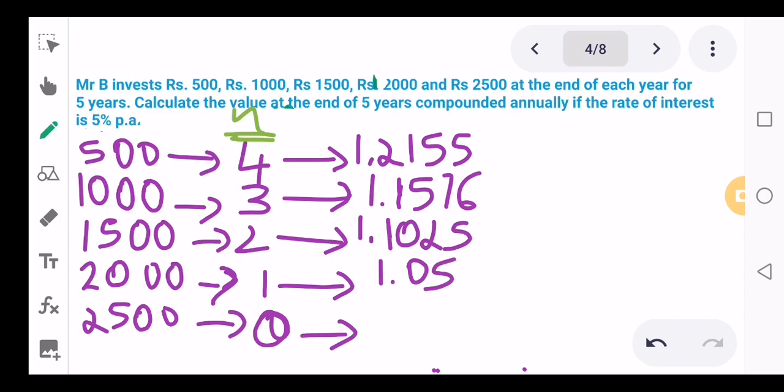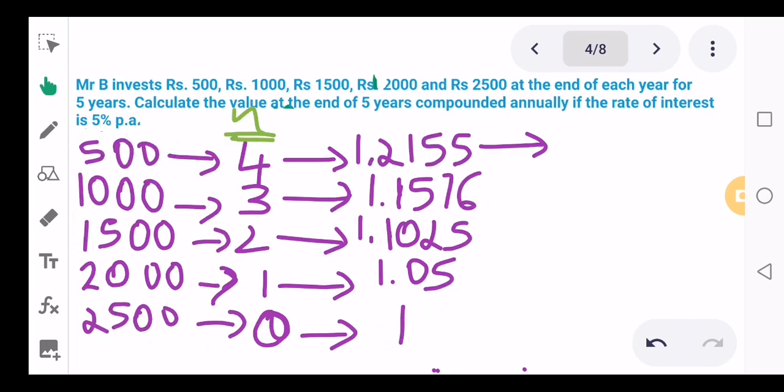This 2500 is at the end of the 5th year. Since it is at the end of the 5th year, it will not get any benefit. There will be no interest paid for this. For 2500, the factor will be 1. Let us understand this a little more clearly. All these calculations are for rupee 1, in the year for which we are calculating. That is, all these values we are trying to find out at the end of the 5th year.